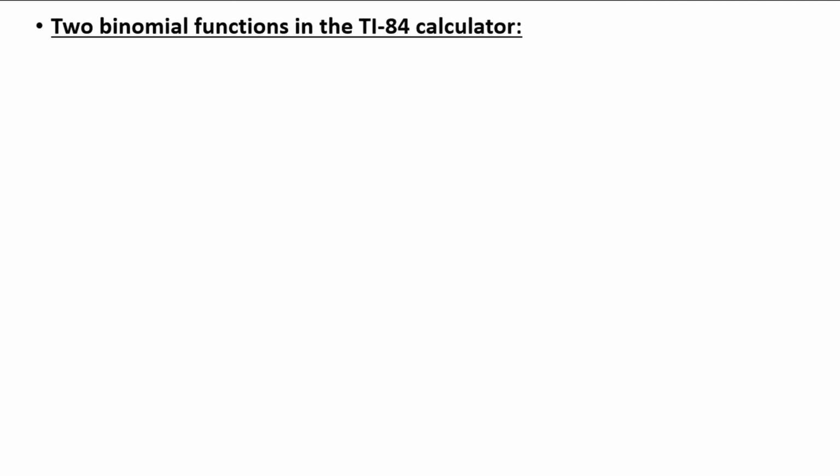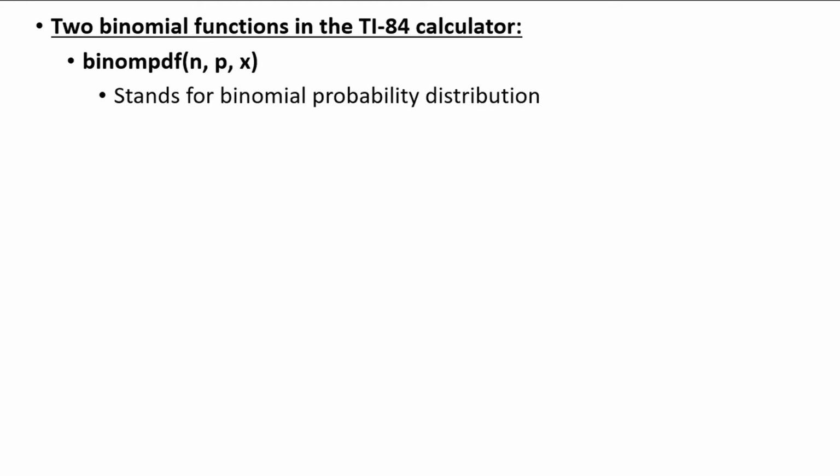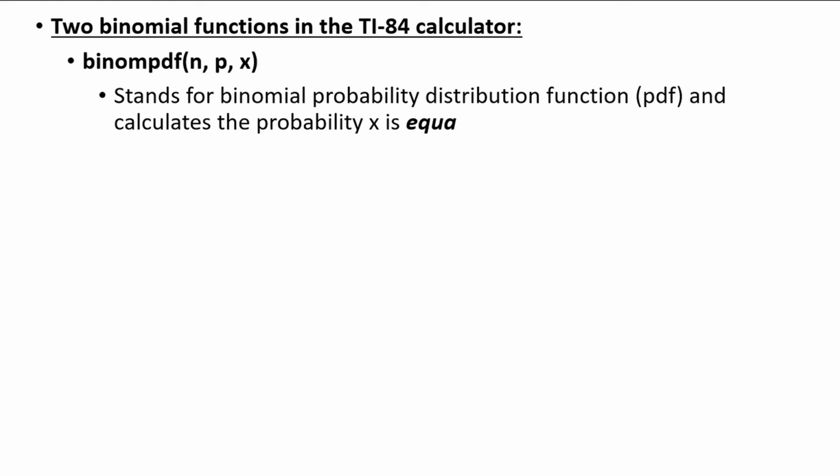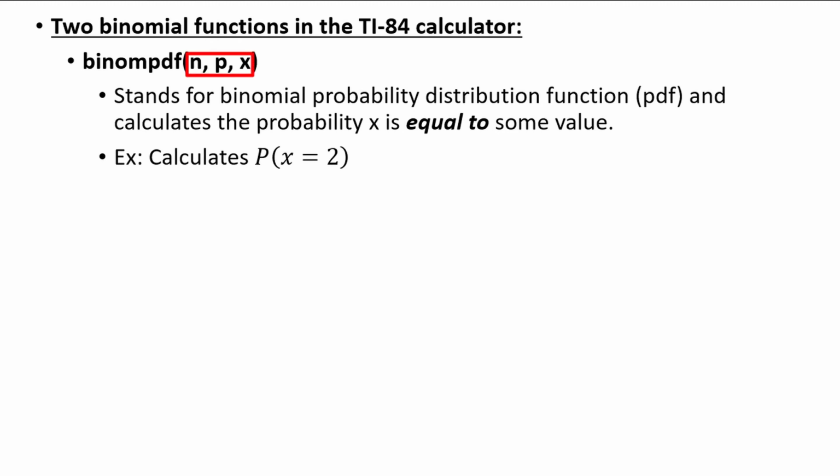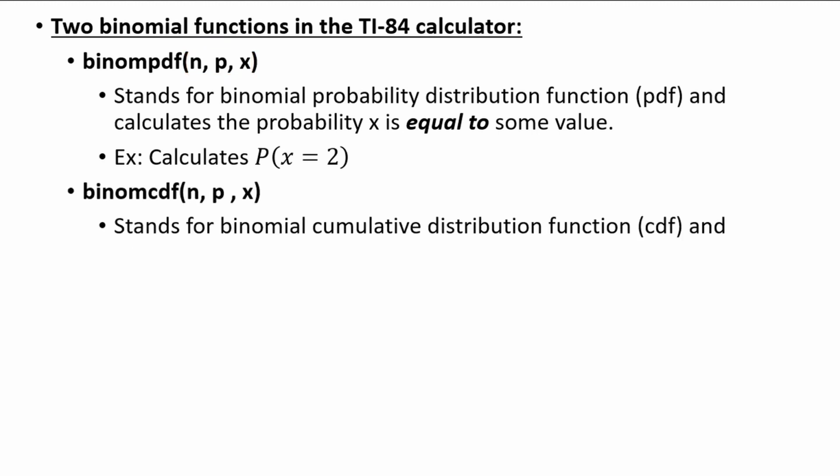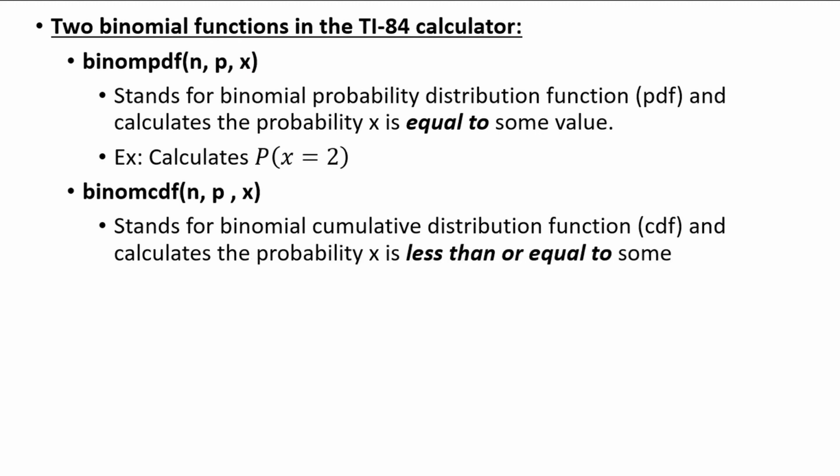Now, you may have noticed a moment ago that there were 2 functions for the binomial distribution in the calculator, binom PDF and binom CDF. Binom PDF stands for binomial probability distribution function and calculates the probability x is equal to some value, like the probability x is equal to 2. The arguments n, p, and x are needed for this function. Binom CDF stands for binomial cumulative distribution function and calculates the probability x is less than or equal to some value, like the probability x is less than or equal to 2. This function also takes the arguments n, p, and x.